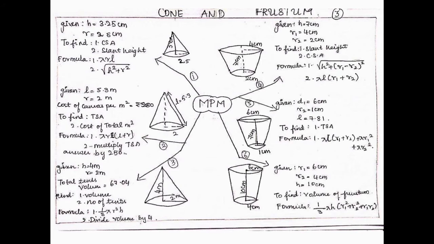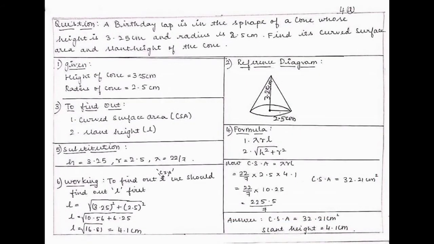Given is R1 is equal to 6 centimeter, R2 is equal to 4 centimeter and the height is 10 centimeter. Now we have to find the volume of the frustum. The formula used for calculating the volume of a frustum is 1 by 3 pi H into R1 square plus R2 square plus R1 into R2. Now let's see each sum as an example, which I have given in the model problem mapping.